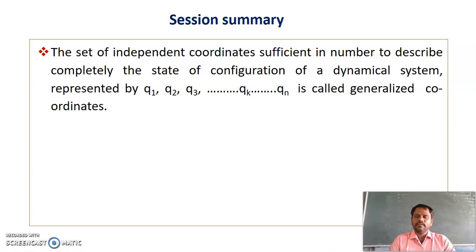So we learned in this session about generalized coordinates, which is a set of independent coordinates sufficient in number to describe completely the state of configuration of a dynamical system, and are represented by q1, q2, q3, and so on up to qn.